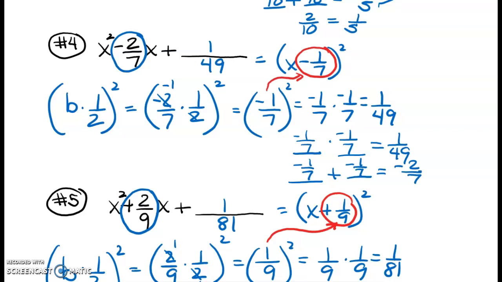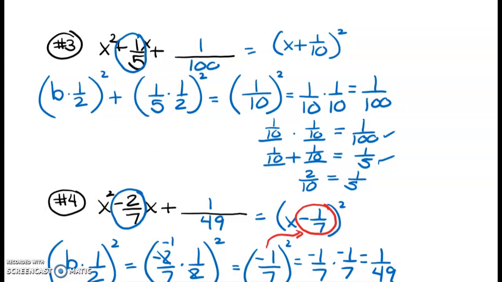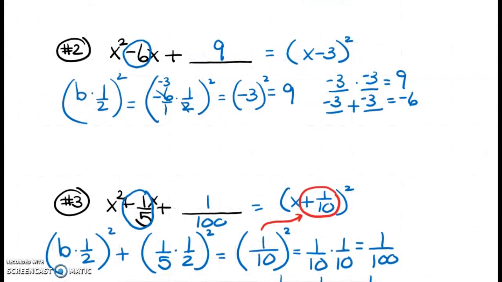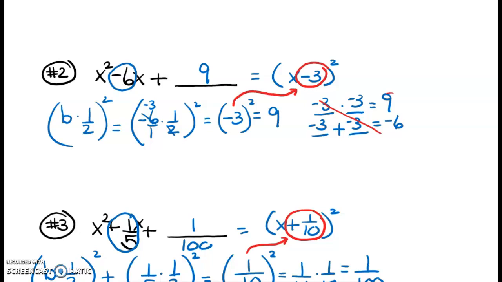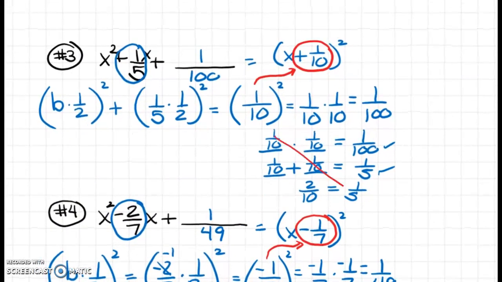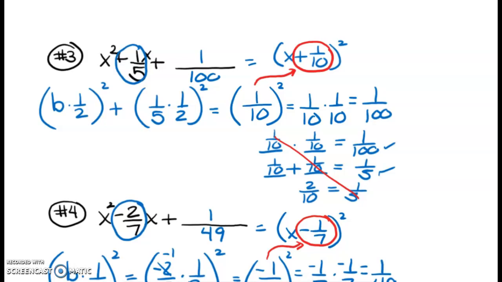I see a negative 1/7, and I get negative 1/7 in my factor. I see a positive 1/10 here, and I see it in my factor. I see a negative 3 here, and I see it when I factor it. Here I see a positive 2, and I see it in my factor. So I don't really need to go through this step, because it's always the number before I square that shows up in my factor, and that'll make my life a lot easier.